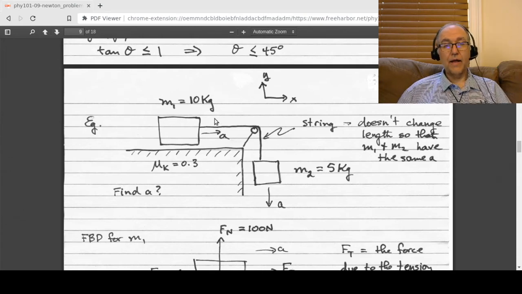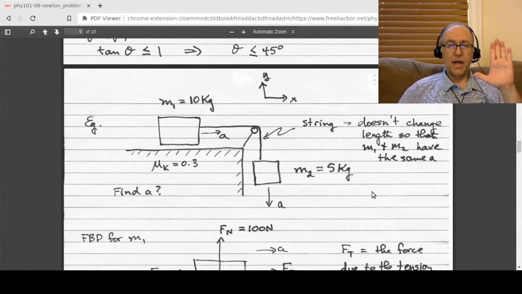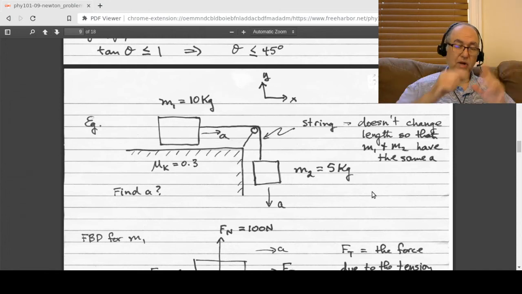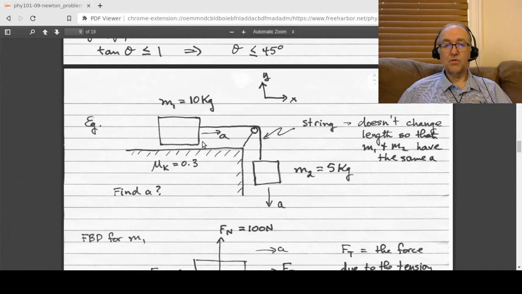All right. So that's the next thing. And one more thing about this string and the pulley. I'm not going to do a full analysis of this. It doesn't help too much. We're going to make use of the third law. But remember what the third law says: if object A exerts a force on object B, then B exerts a force of equal magnitude in the opposite direction on object A. Here we have two objects, M1 and M2. They're going to exert forces on one another through the string. But here's the trick: the string has a tension in it. So the tension on M2 is up.